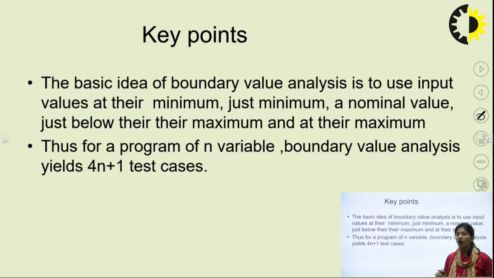For a program of n variables, say x, y and z, the number of test cases will be 4n plus 1. Suppose we have 3 variables, so the value of n will be 3. Then the number of test cases will be 4n plus 1, that means 12 plus 1, so 13 test cases are required.